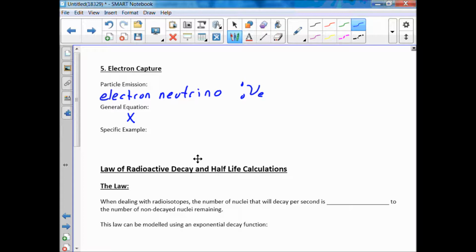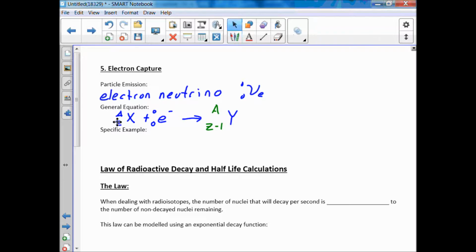Okay. So general equation, we've got X, Z, A plus an electron. This is the only one where we have something on the left-hand side of the equation. Since the electron is massless, it doesn't change the atomic mass, but since we're annihilating a proton, it decreases the atomic number by 1. So we end up with Z minus 1. A stays the same. And we emit our neutrino.